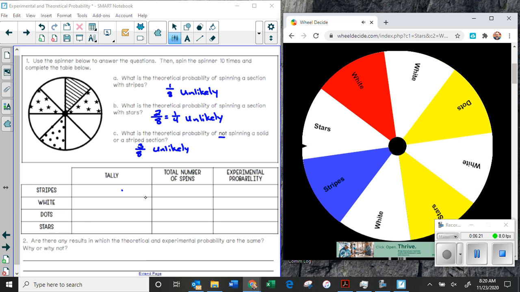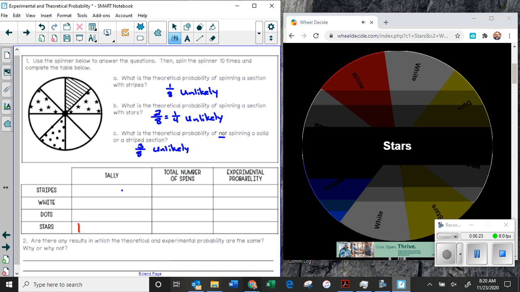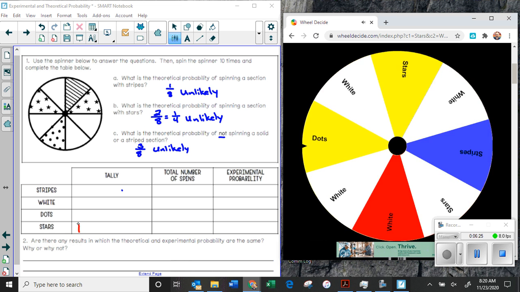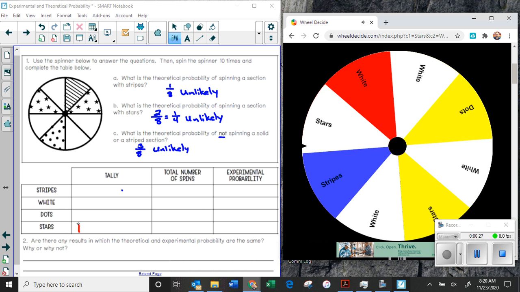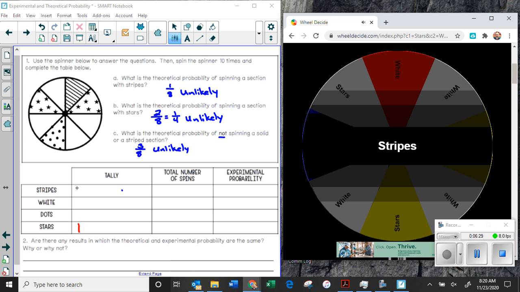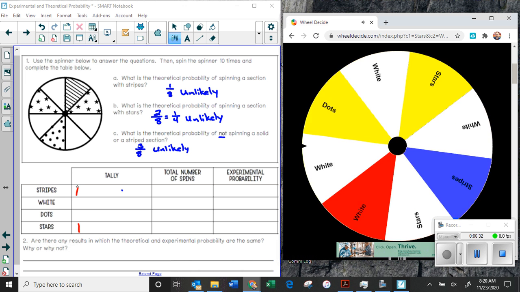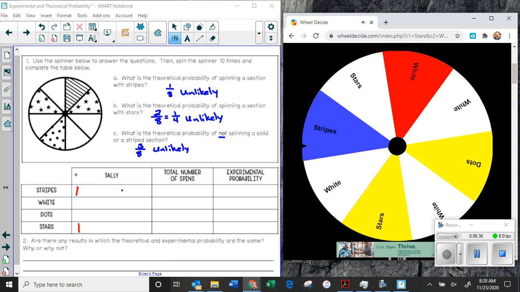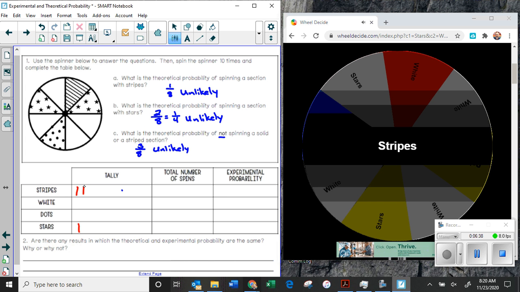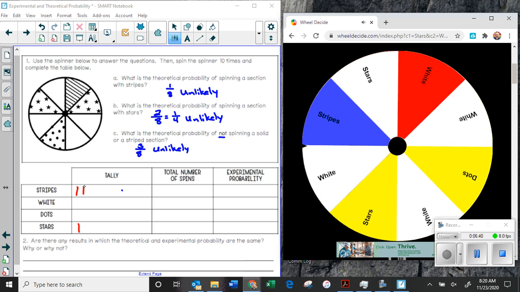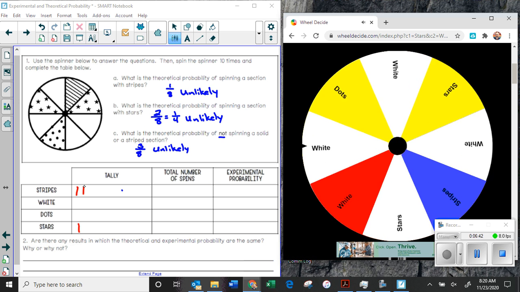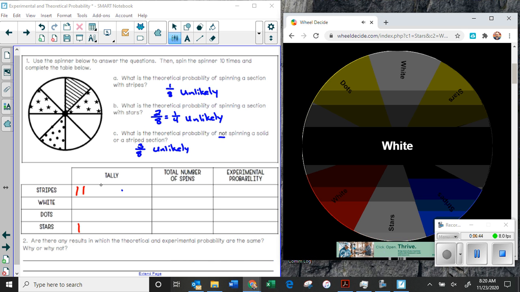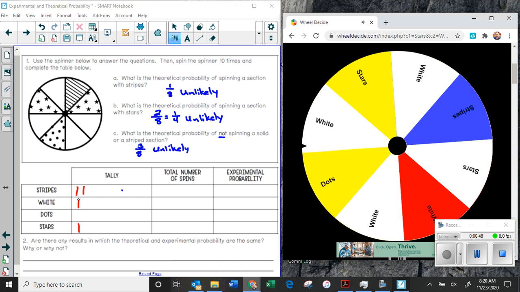And so I got stars. All right, so one time I got stars. The next time we got stripes. So this is experimental probability. Stripes again. So experimental probability, remember, you're actually going to spin the spinner and see what the results are that you get. So I got white, spin it again.